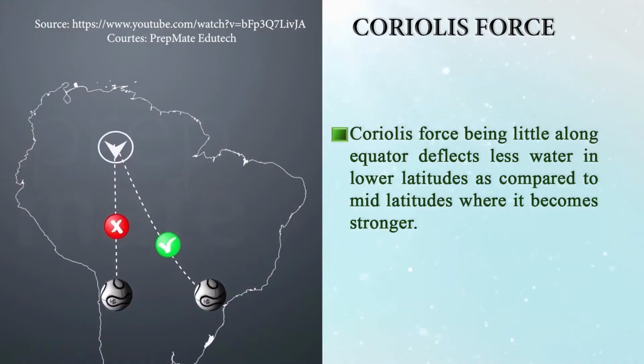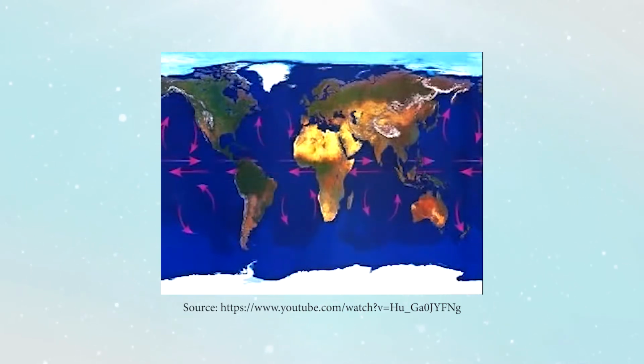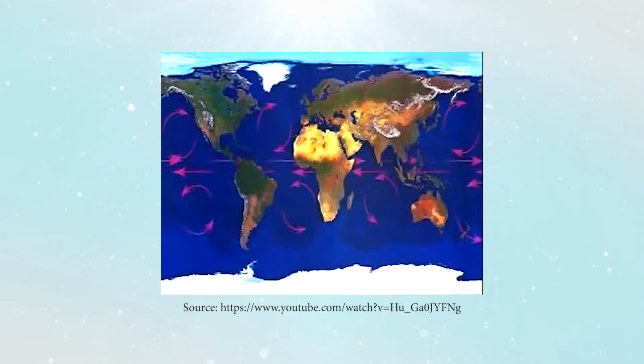Coriolis force being little along the equator deflects less water in the lower latitudes compared to the mid latitudes where it becomes stronger. So, when I explain the pattern of surface ocean currents in the figure, I will explain how the currents get deflected to the right in the northern hemisphere, and so they form a gyre which is clockwise in the northern hemisphere and anti-clockwise in the southern hemisphere.